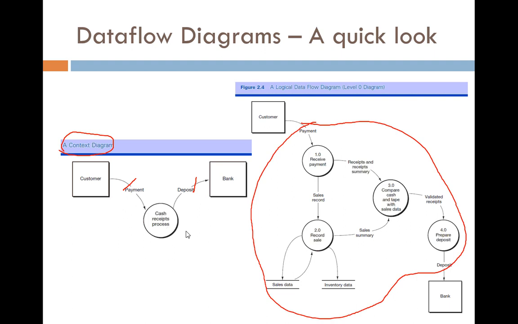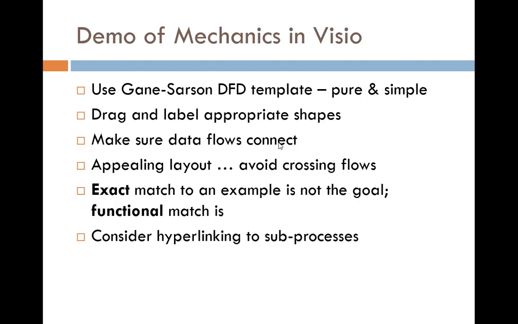We're on the mechanics. Well, how do I make a picture that looks like this if I already have a picture that maybe I've drawn on the back of a napkin as an example? So we will do some things in Visio. Just some things to remember. We're going to use the Gane-Sarson DFD template. There's a couple of templates in Visio, but this is the purest and simplest. We're going to drag and drop the appropriate shapes, make sure that the data flows actually connect to the shapes. Avoid crossing lines.